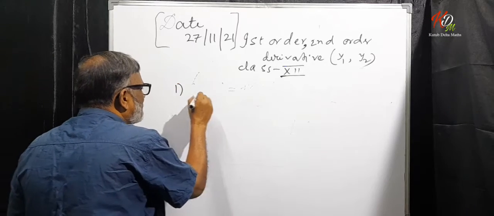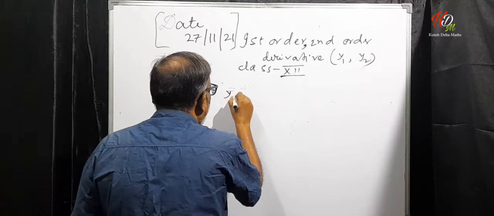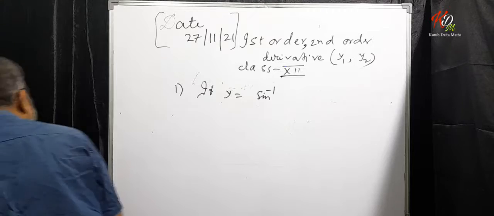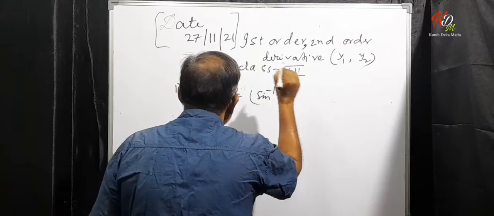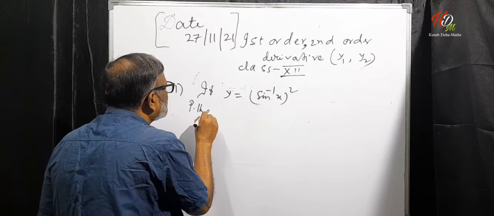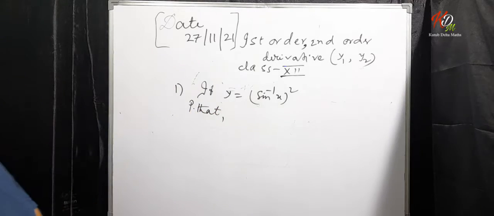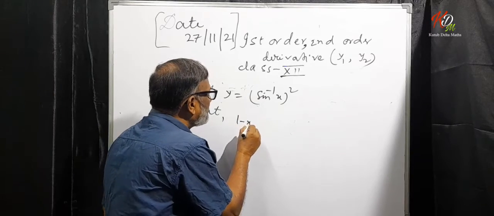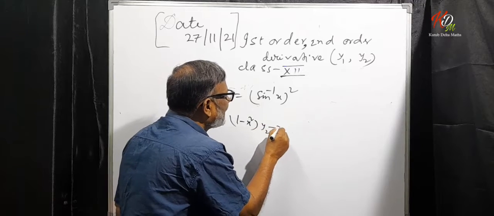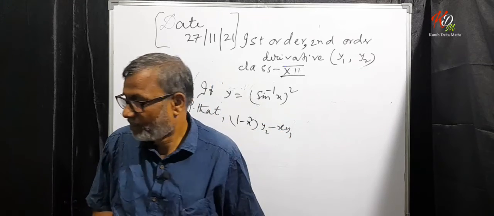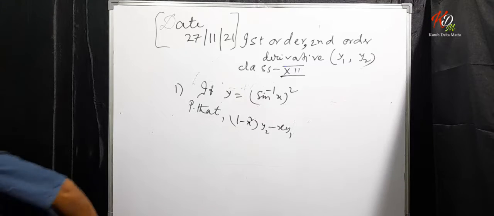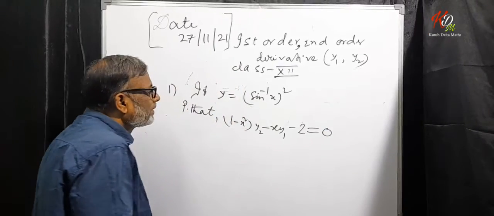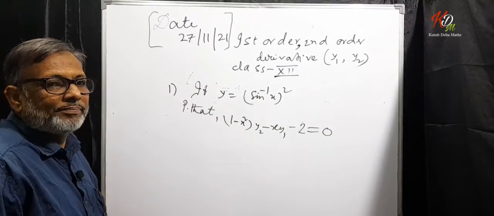Number 1, if y equal to sin inverse x, prove that (1 minus x square) y2 minus x y1 minus 2 equal to 0. This is the first problem. You follow that.